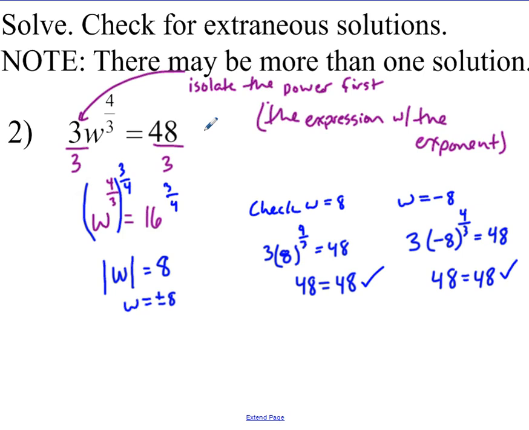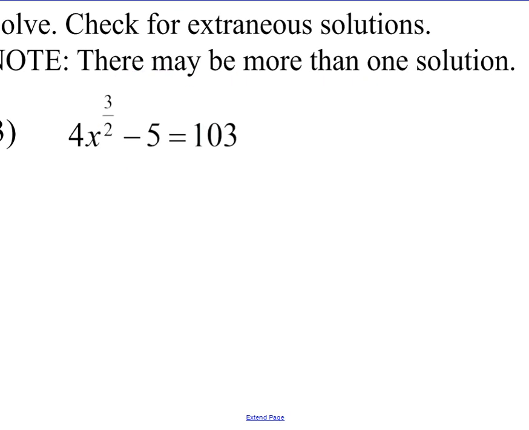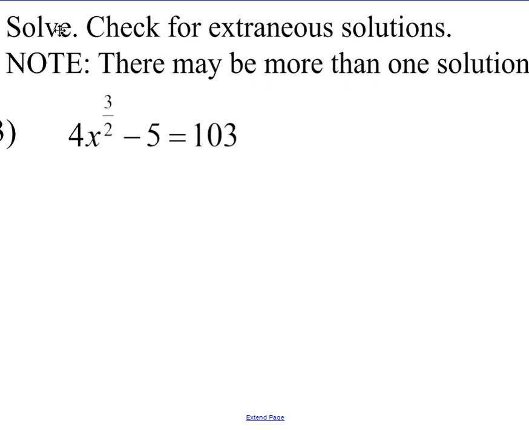Last example we're going to consider is this. Okay, in this example, we've got a couple extra pieces that we don't like. And again, we're always going to isolate the power first. The power here would be the x to the 3 halves. But, of course, we're going to get rid of this minus 5 first. We're going to add 5 to both sides. And so we've got here 4x to the 3 halves equals 108. All right, what should we do next?